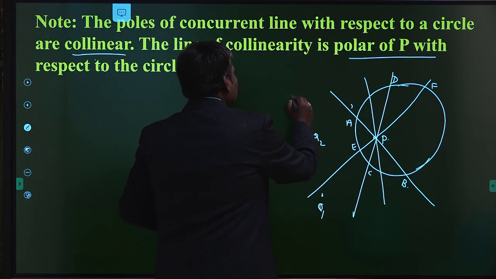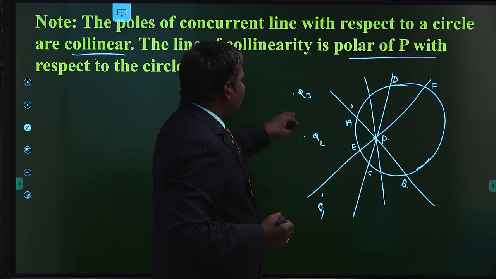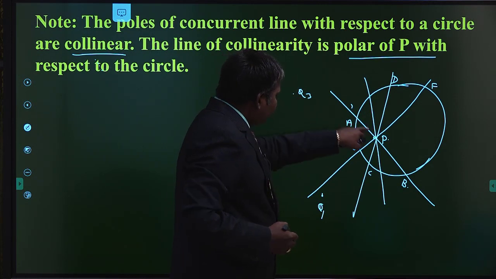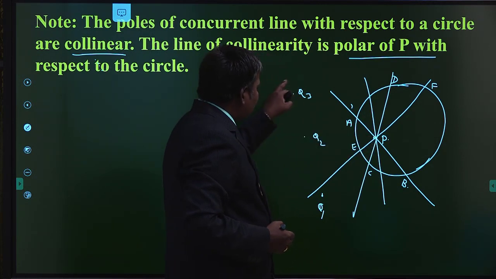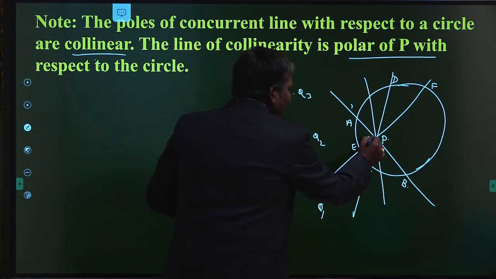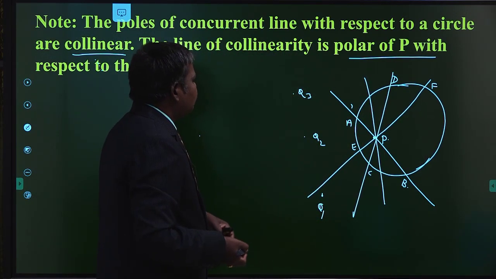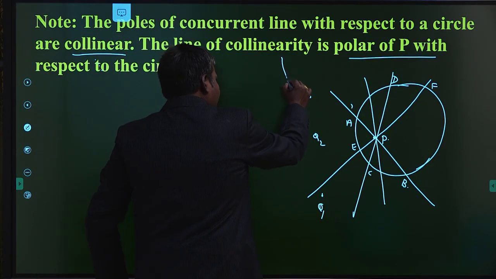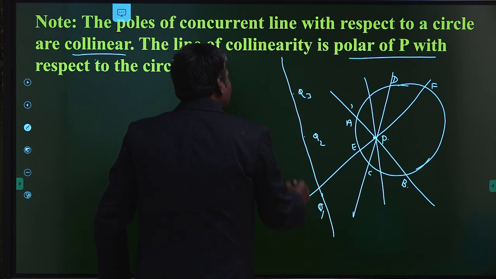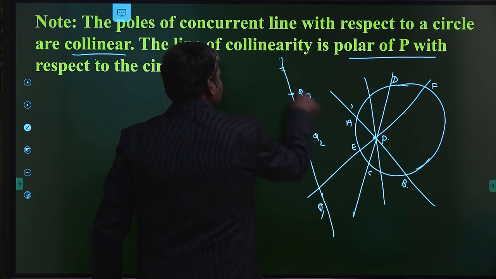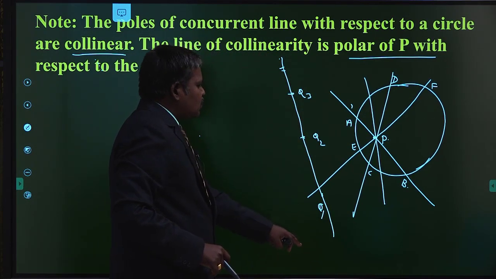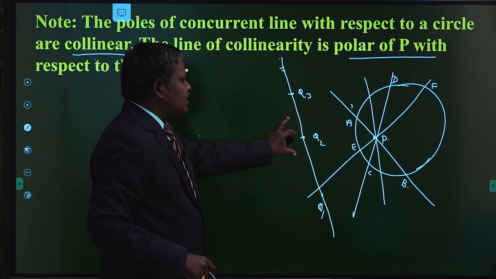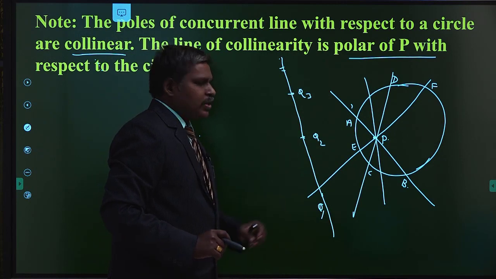So its pole is say Q3. Now the Q3 is polar of the EF. Polar of Q3 passing through P, then polar of P passing through Q3. Therefore, polar of P is nothing but the line passing through Q1, Q2, Q3 and so on. We mean the polar of Q is nothing but line joining of Q1, Q2, Q3 and so on. So all these poles are collinear, and this line of collinearity is nothing but polar of P with respect to the circle.